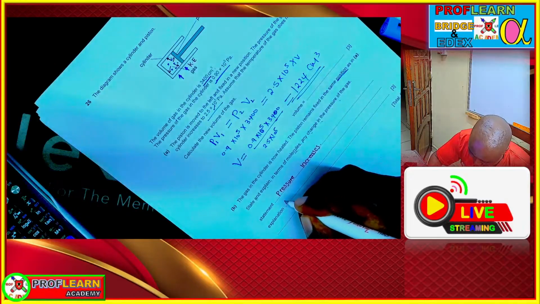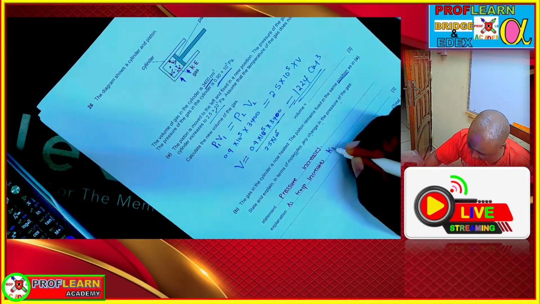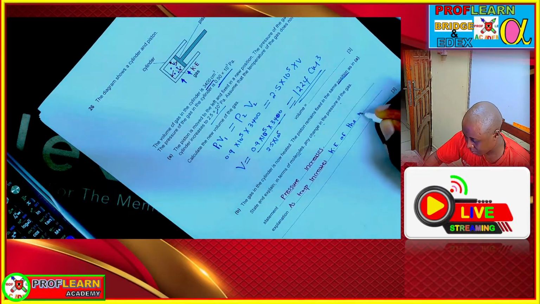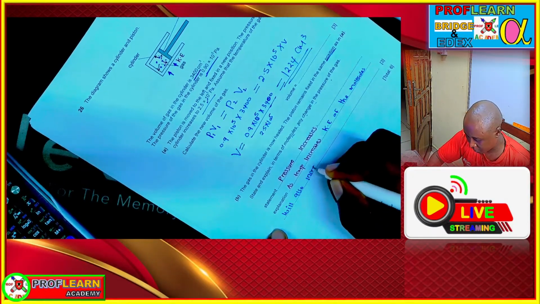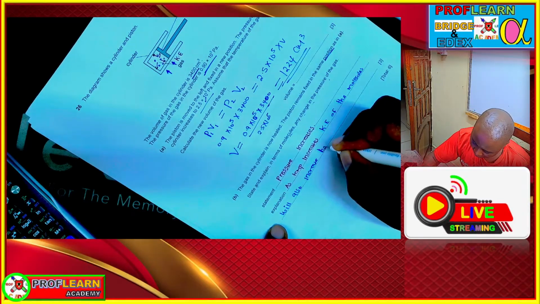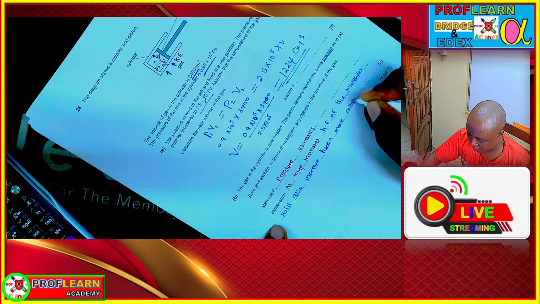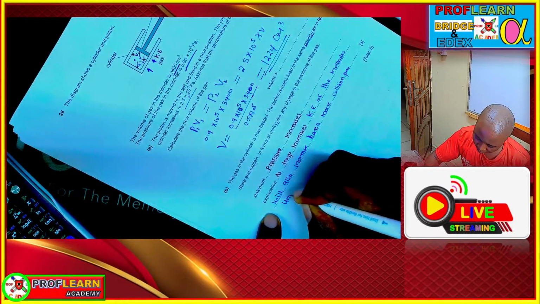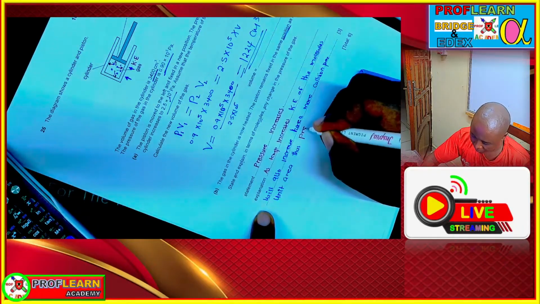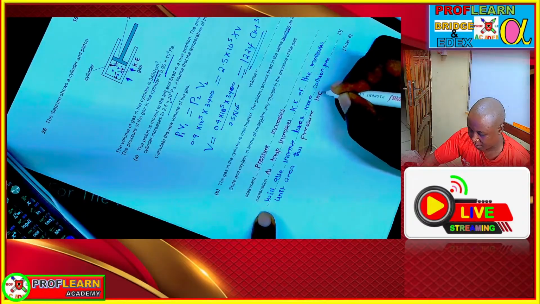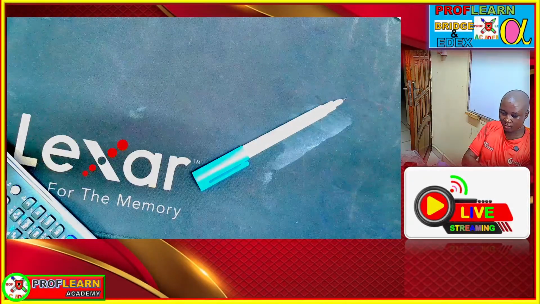So we are going to say, as temperature increases, kinetic energy of the molecules will also increase. Hence, more collisions per unit area, thus pressure increases. Thus pressure increases. So basically, that's what we are going to say in that part.